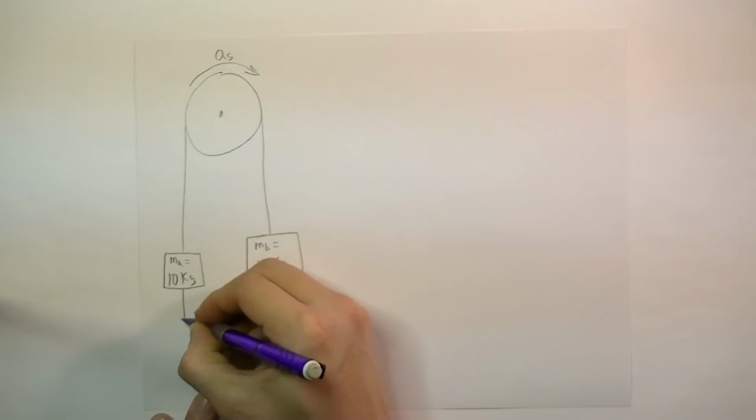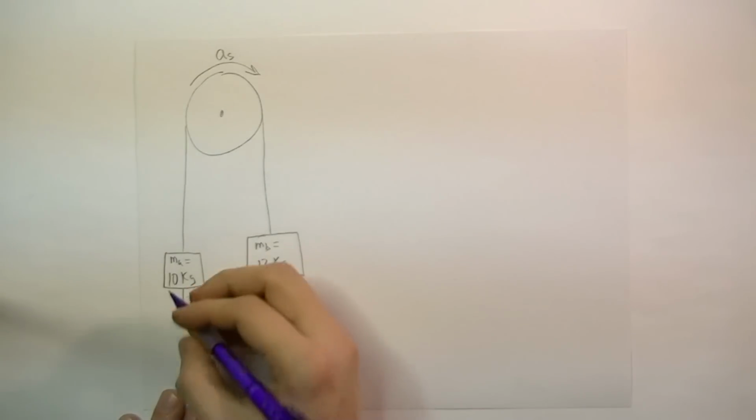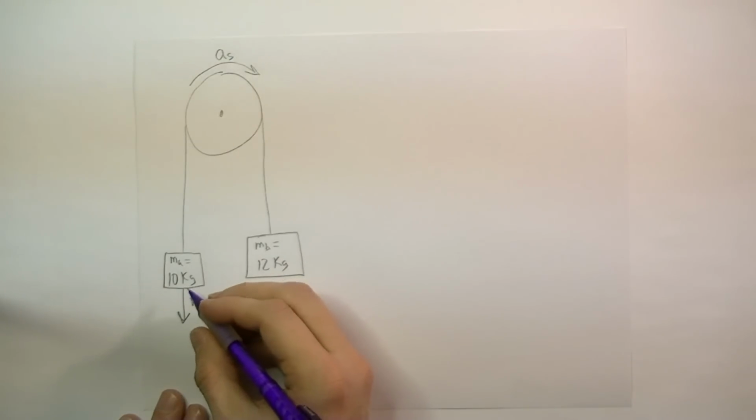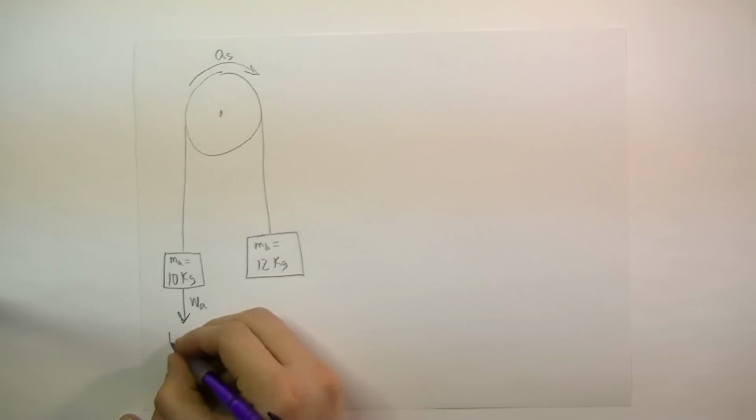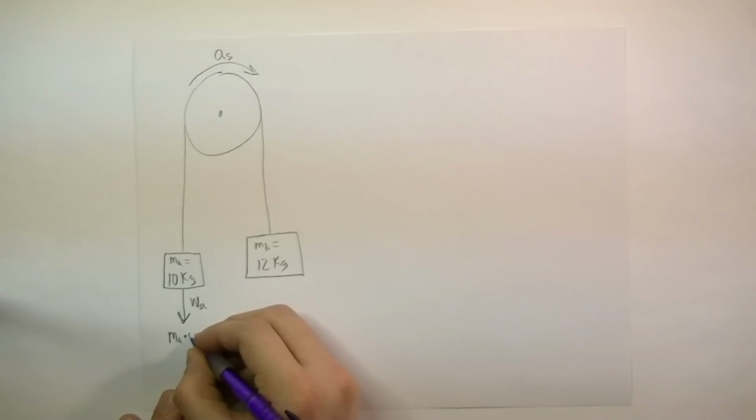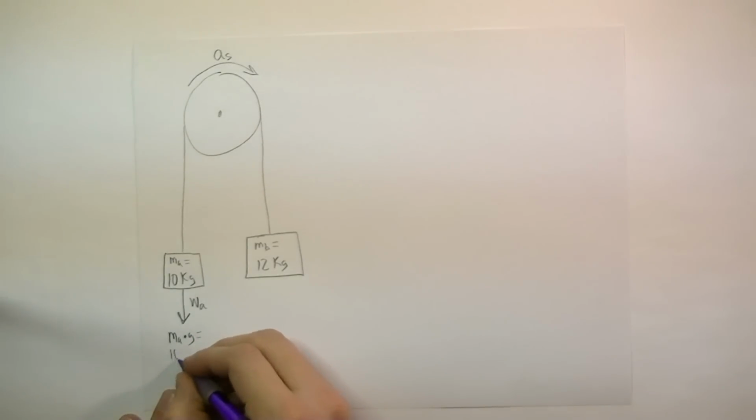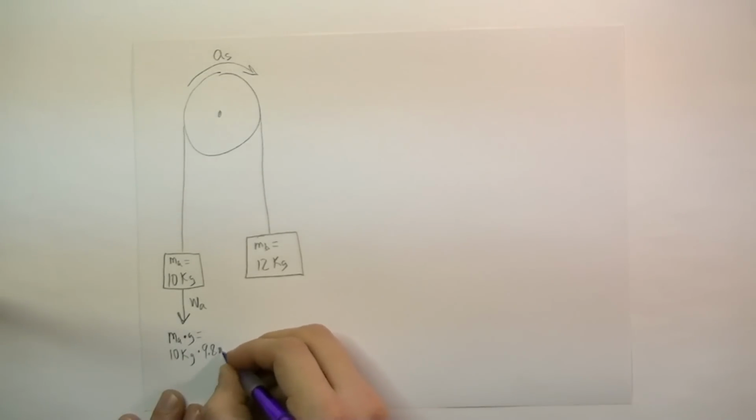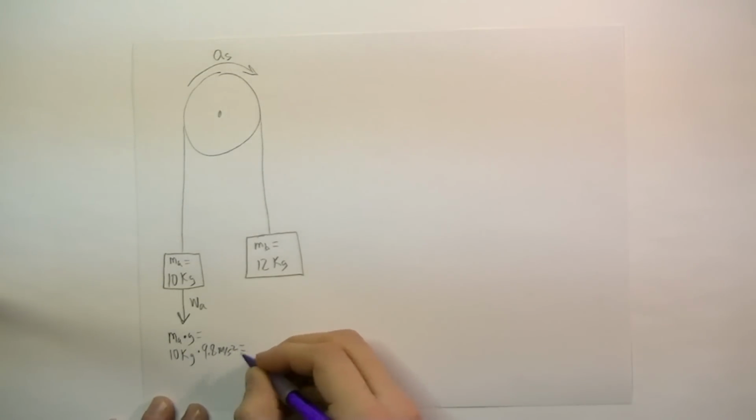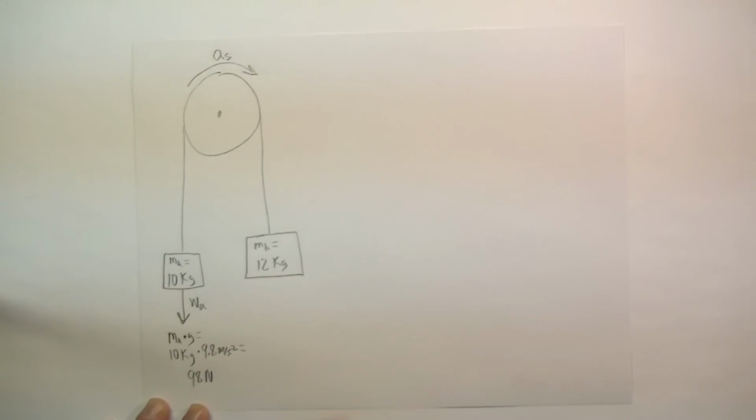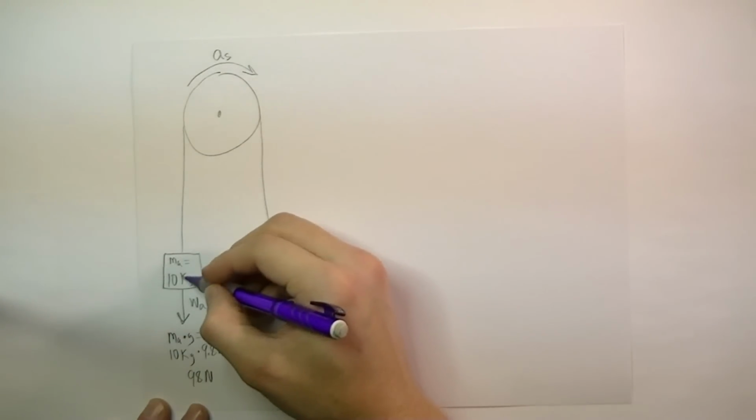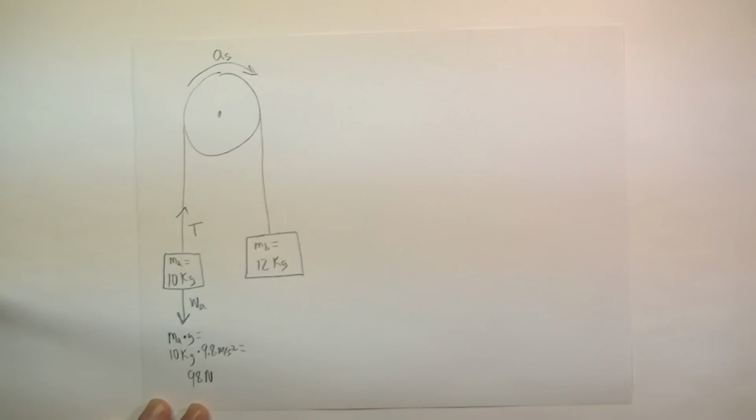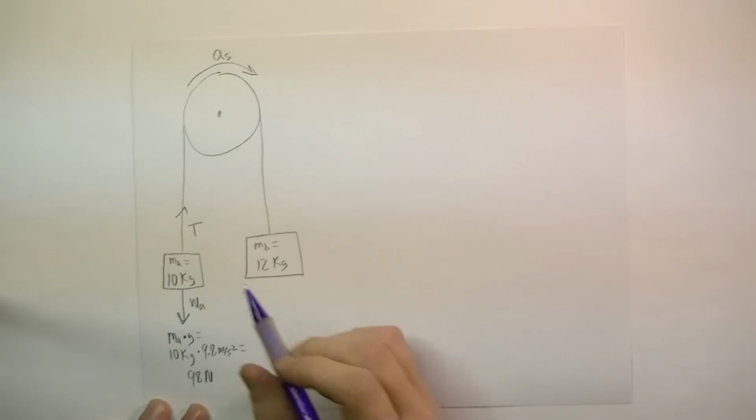The first is the weight of the block. So here's the weight of A, and that is going to be equal to the mass of the block times gravity, which will be 10 kilograms times 9.8 meters per second squared, and that gives us 98 newtons. The other force that is acting on this block is the tension in the rope, and for now we don't know the tension, so we will call that T.